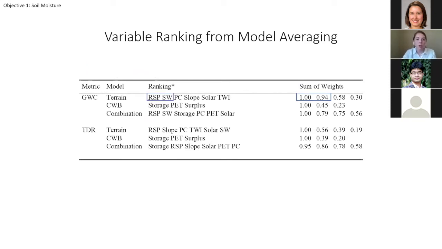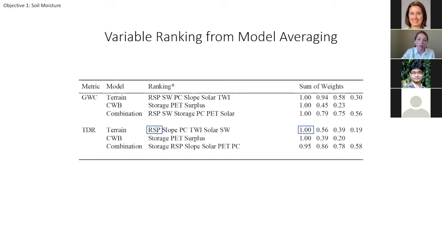For gravimetric water content in the terrain category, the top variables were RSP, so relative slope position, and southwestness. For climate water balance, the top variable was storage. And then for the combination category, it was a combination of those 3 top variables, so relative slope position, southwestness, and storage. We see similar results for TDR.